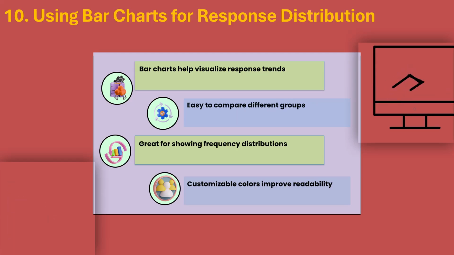Let's talk bar charts. These guys are perfect for spotting trends and making comparisons across different groups. They give us a clear idea of frequency distributions. Think of them like the trusty ruler measuring responses. Plus, with customizable colors, they go from basic to brilliant. Because let's be honest, no one likes staring at a boring gray graph.